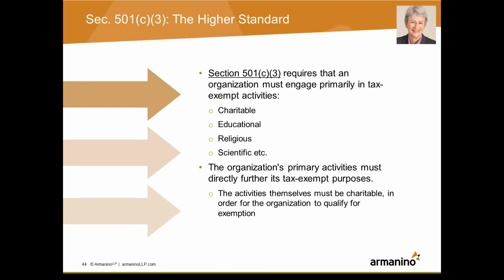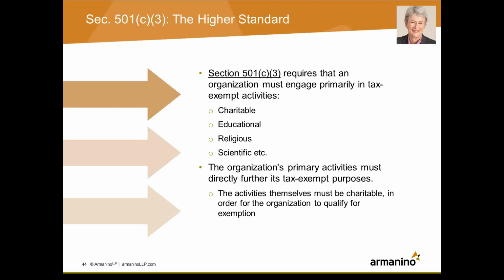Now, as we did in our little basic refresher, to qualify for 501(c)(3) status, an organization must engage primarily in tax-exempt activities: charitable, educational, religious, scientific, etc. So it says in 501(c)(3), definitely charitable, educational, religious, scientific. The organization's primary activities must directly further its tax-exempt purposes, and to do that, the activity itself must be charitable.